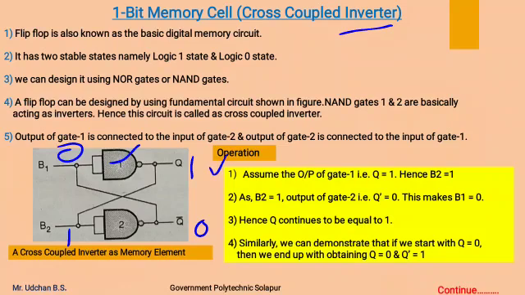Similarly, we can demonstrate that if we start with Q equal to 0, then we end up obtaining Q equal to 0 and Q complement equal to 1. So if previously we assumed Q as 1, we will end with Q equal to 1 and Q complement equal to 0. And if we assume previously Q equal to 0, we end up with Q equal to 0 and Q complement equal to 1.